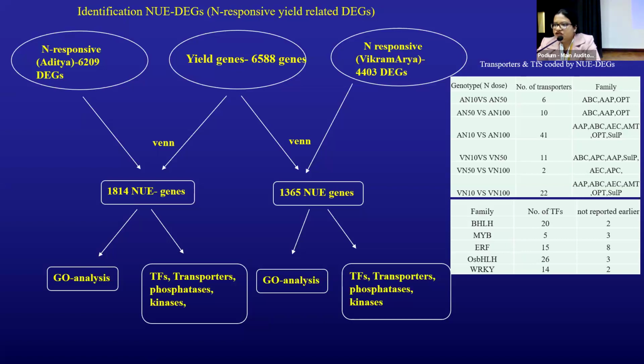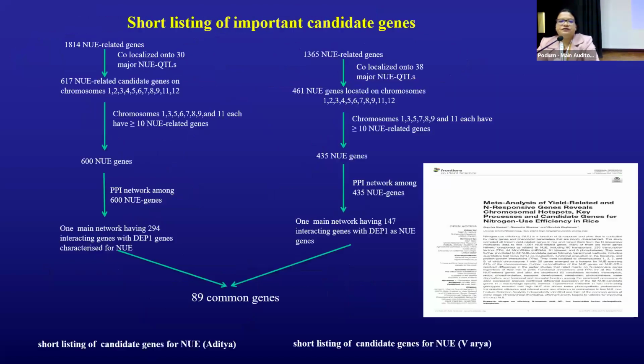After getting these genes, we did all the in silico analysis, like GO analysis, transporters, and transcription factors, on these NUE-related genes, and we found different categories of transporters and transcription factors in each of the families. Among them, we found many families of transcription factors that are not reported earlier, that are novel. Even literature is not available for these transcription factors or transporters. So we will explore them through wet lab validation.